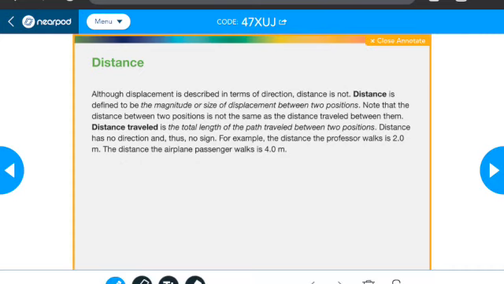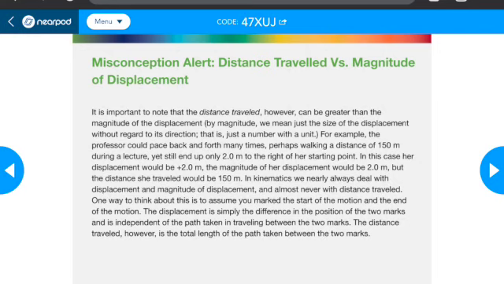From this slide, you're going to want to take the definitions that are given here. So the definition for distance, which is the magnitude of displacement between two positions. And then the definition for distance traveled as well, that is going to be the total length of the path traveled between two positions. Distance has no direction, so neither one of those have direction, as displacement did before, and that's a big deal. And that's where this misconception could come in.